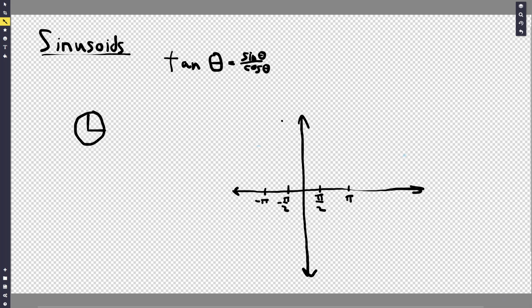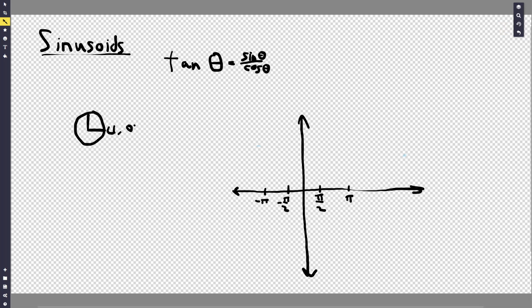Let's start graphing this, okay? Well, let's just start at 0, okay? Where would tangent be at 0? Well, if tangent is sine divided by cosine, well, at this point, it's going to be 1, 0.